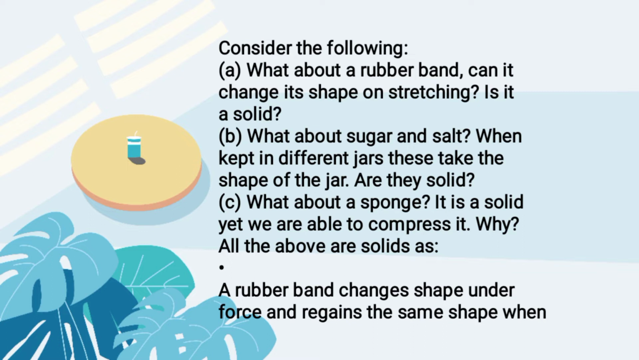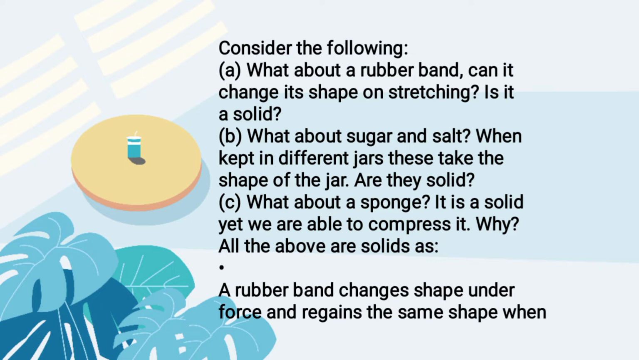What about sugar and salt? Even these are solids, but when you dissolve them in water, they disappear. What about a sponge? It is a solid, yet we can compress it. Why does this happen? So in all these three cases, that is sugar and salt, the rubber band, and the sponge.